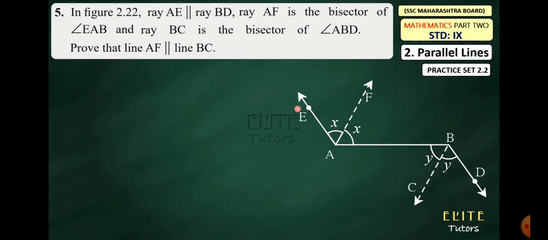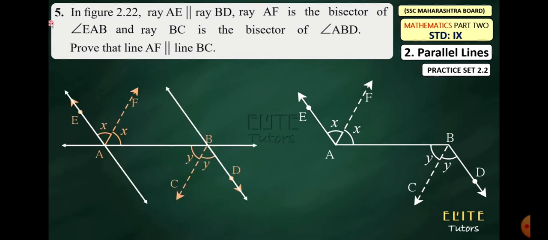Students, if we extend EA and BD like this, then EA and BD are parallel to each other and AB is the transversal. Here, EAB and ABD, this angle and this angle, if we prove that these are equal by the alternate angle test, then EA and BD are parallel to each other.